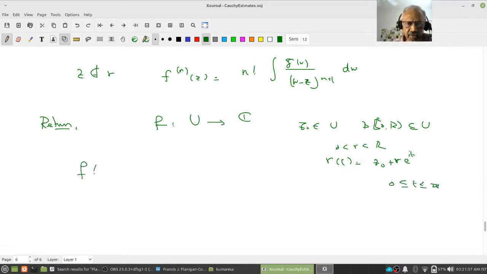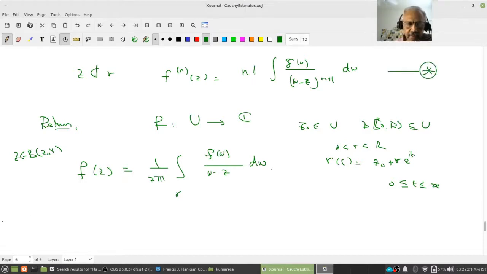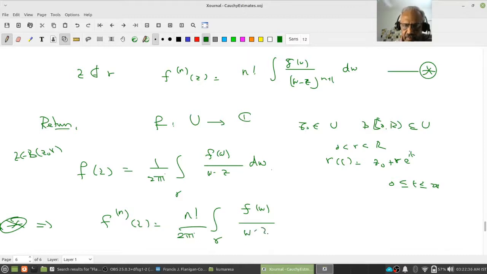Right, so what we had was for every z in B of z naught, r, f of z is 1 by 2 pi i integral over gamma of f of w by (w minus z) dw. So this is again a Cauchy type integral. Therefore by this result, the nth derivative at z is n factorial by 2 pi i integral over gamma of f of w by (w minus z) to the power n plus 1 dw.